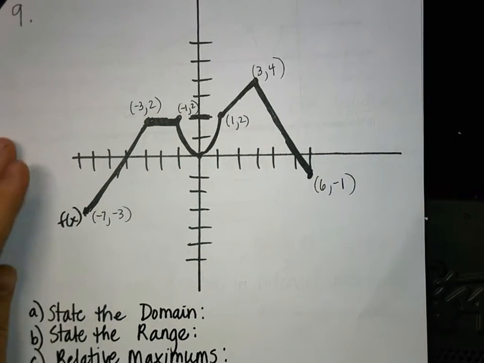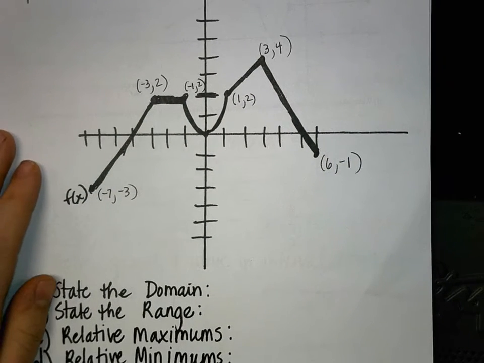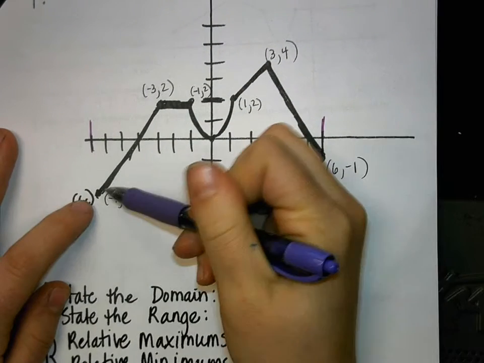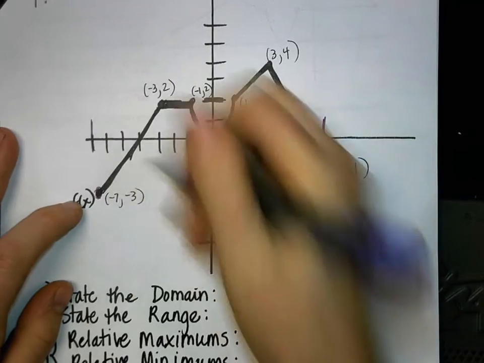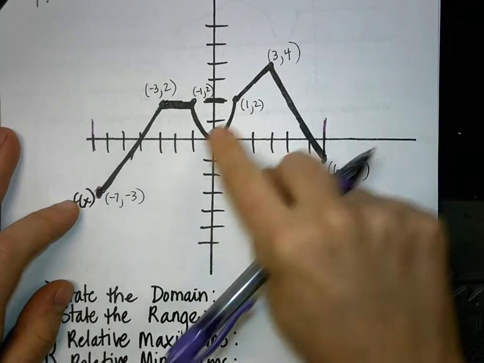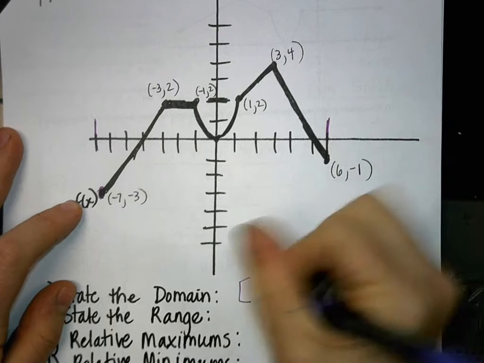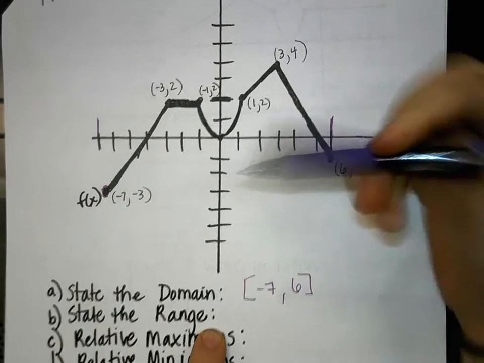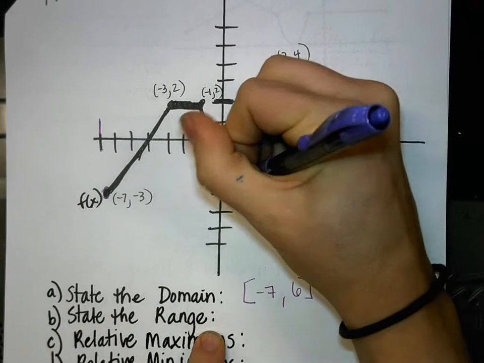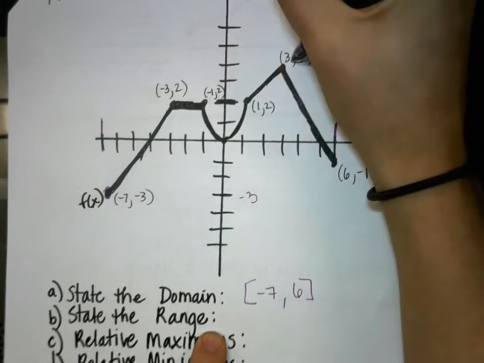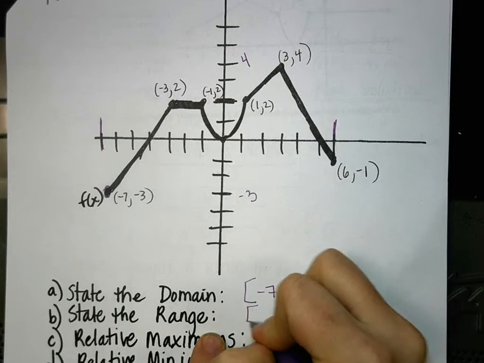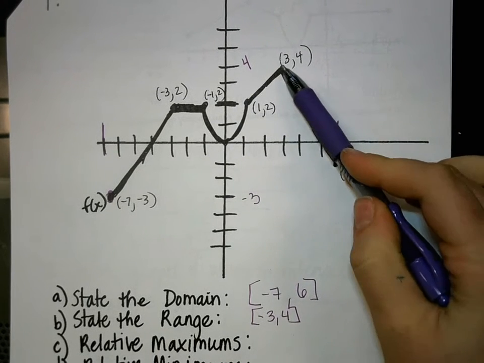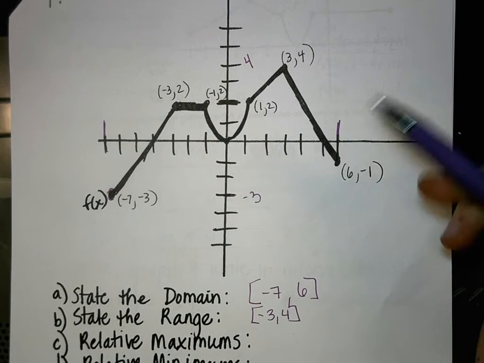Number 9. State the domain of this function above. So I want to go from x value to x value. My domain has a closed point when we start, so I want brackets. There's no holes. All of these x values in between are included. So my domain is -7 to +6. State the range from bottom to top. The lowest value is -3. The highest value is +4. So my range goes from -3 to +4. I'm using brackets because those points are included on this function.